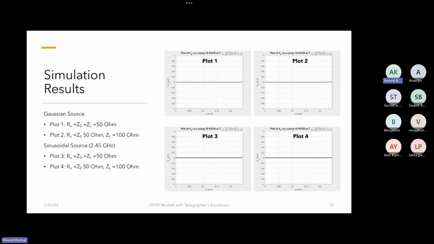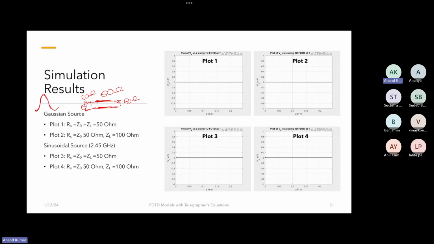So the first plot is when there's a transmission line. The transmission line has a 50 ohm characteristic impedance. There's a source which has a 50 ohm source resistance, and there's a load which is also 50 ohm. And then we are using a Gaussian pulse. The Gaussian pulse looks like this.